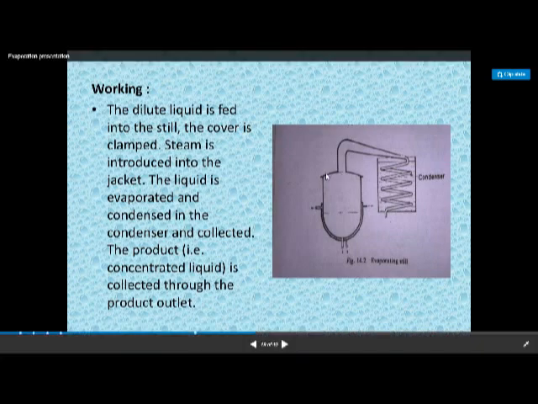This is covered with a covering. So this is a metallic container, and this whole assembly is called the evaporating still. Now in case of the working, the liquid which you have to evaporate is placed in this evaporating still. The cover is clamped.